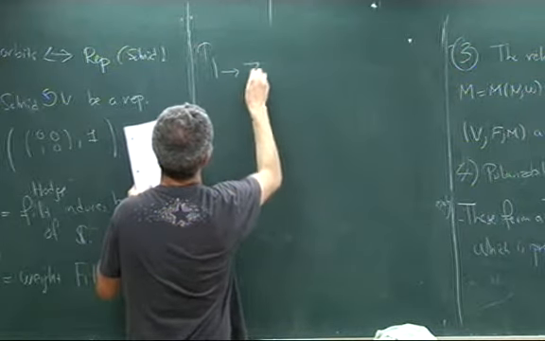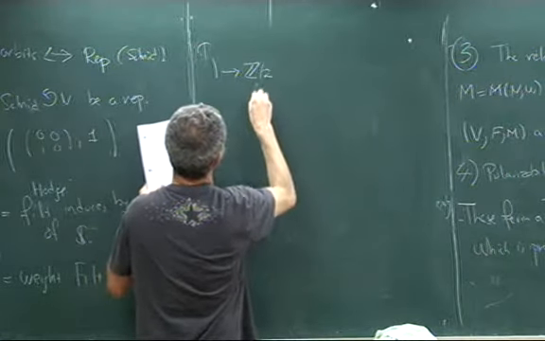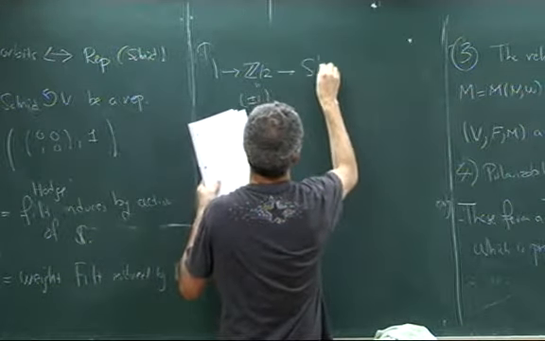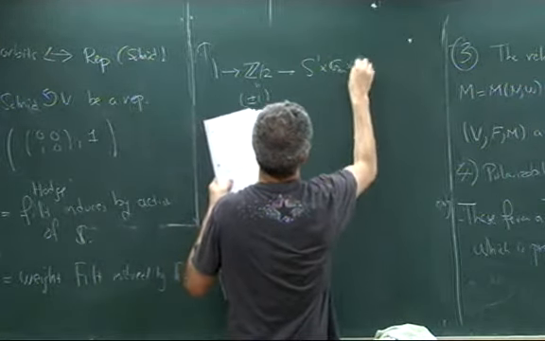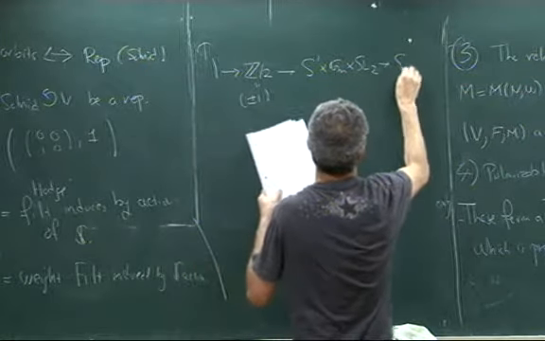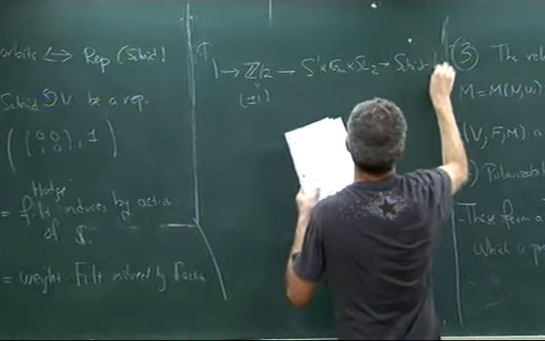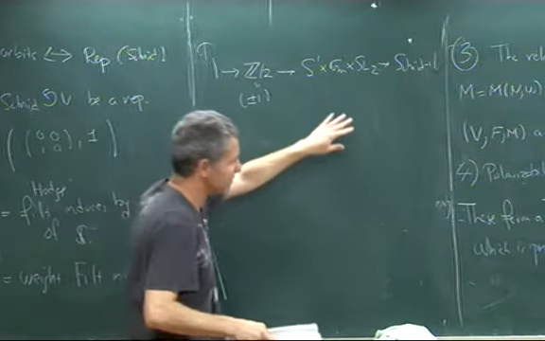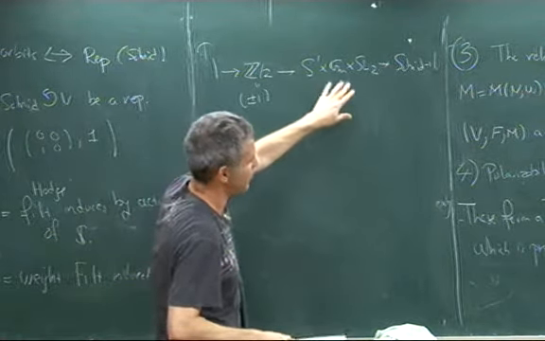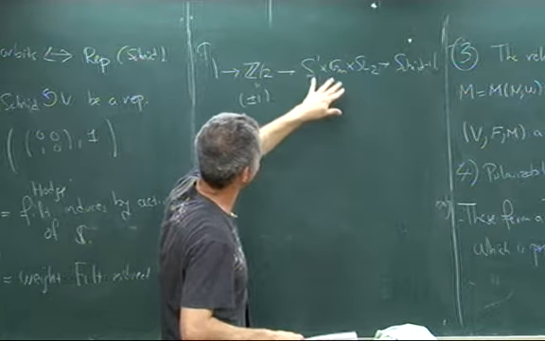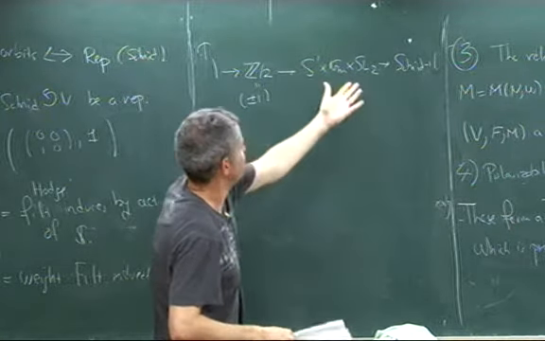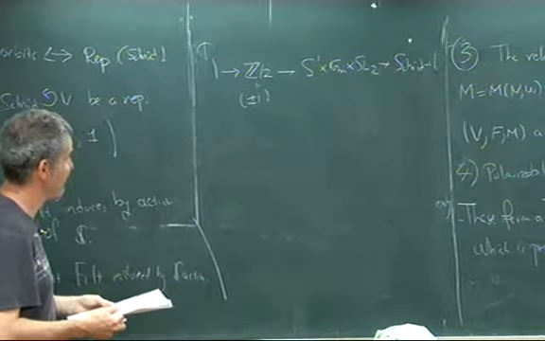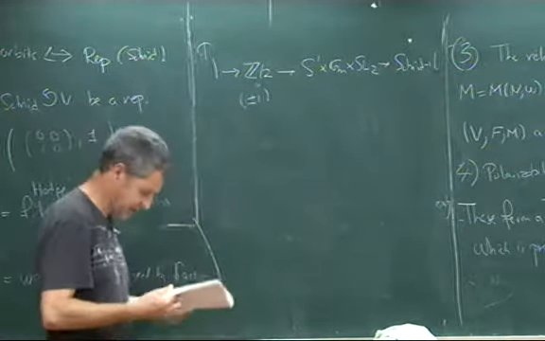So we have 1 goes to Z mod 2, which is equal to plus minus 1, goes to S1 cross GM cross SL2, goes to the Schmidt group. So I like to see it this way because I don't like to think of reductive groups as semi-direct products. I kind of like to untwist them. You take this reductive group and you mod out by this plus minus thing in the center.